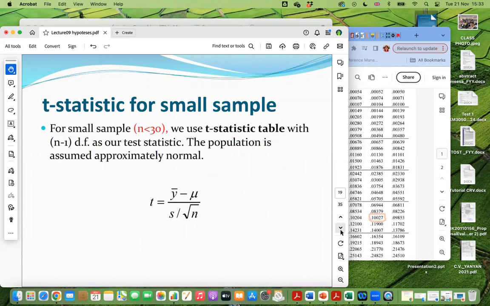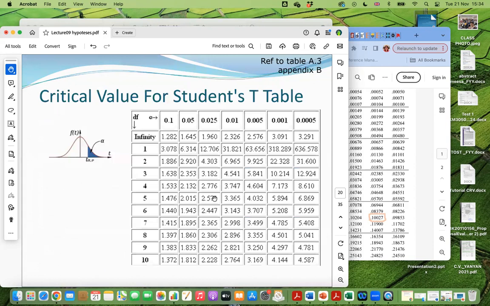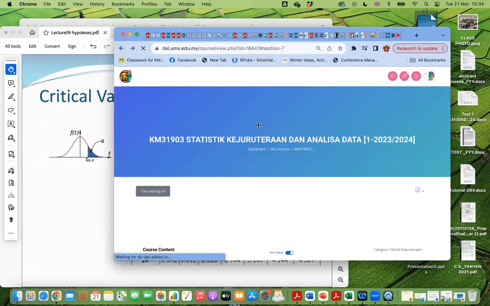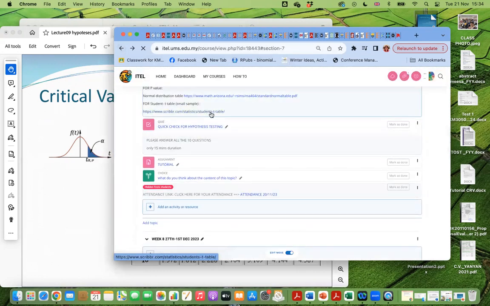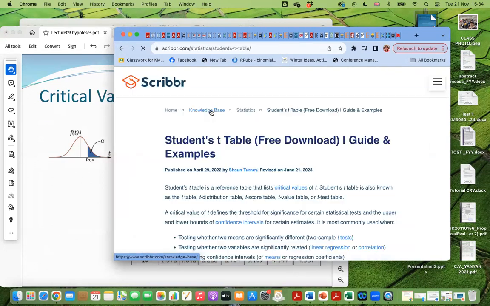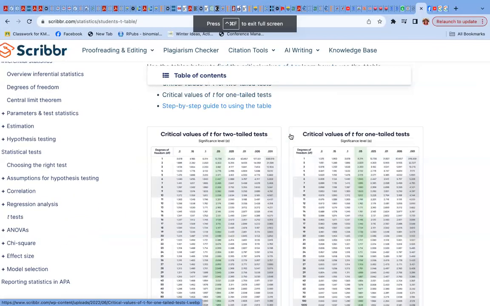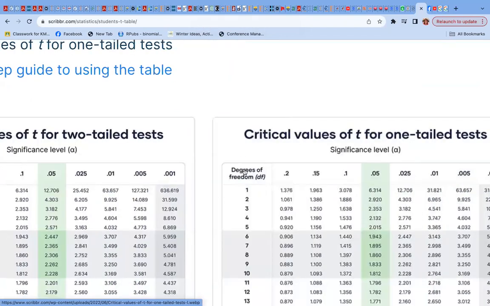At the condition that the sample is small, less than 30, we use the t-statistic table for our testing. Okay, the difference between the normal distribution table and the standard normal distribution, let me show you. The difference is you have the degree of freedom. There is further explanation of what a degree of freedom is. If you are interested, I can send you the link after this.